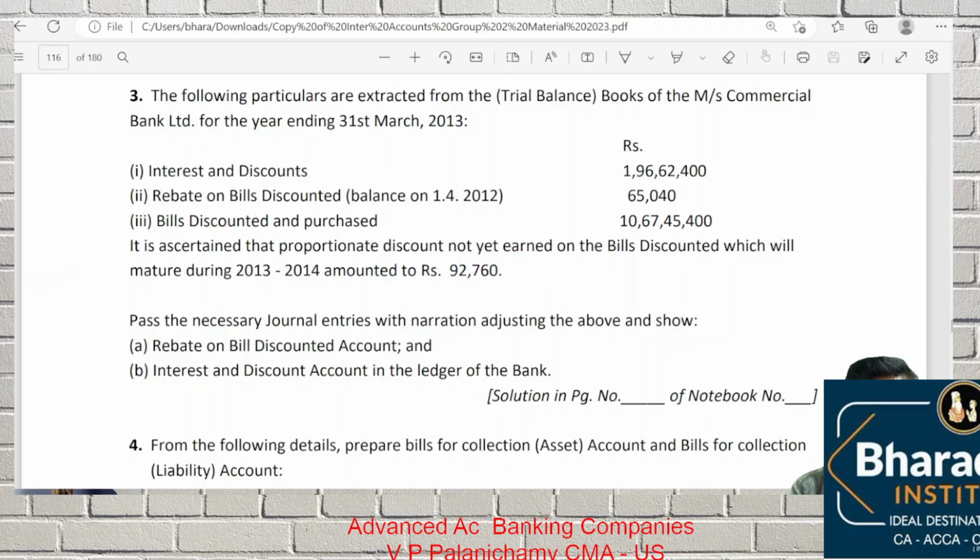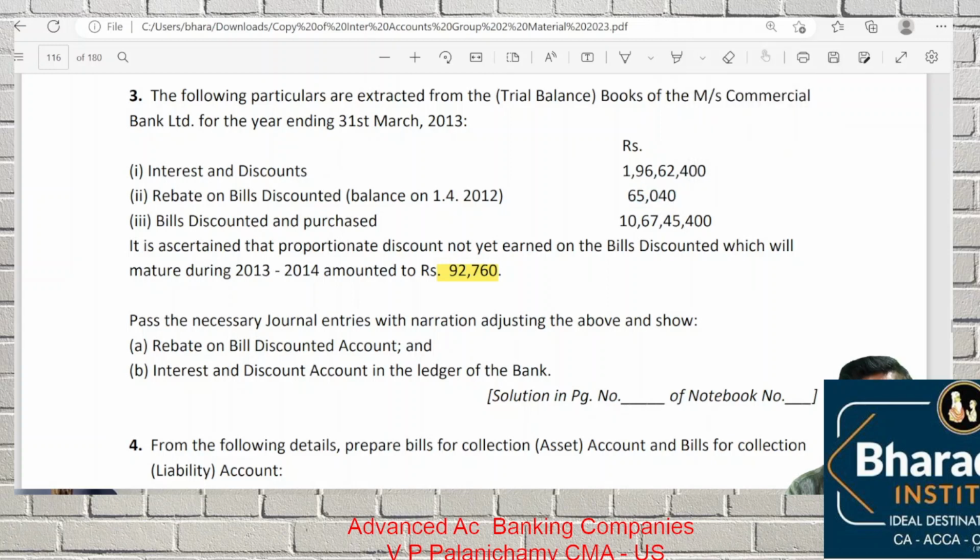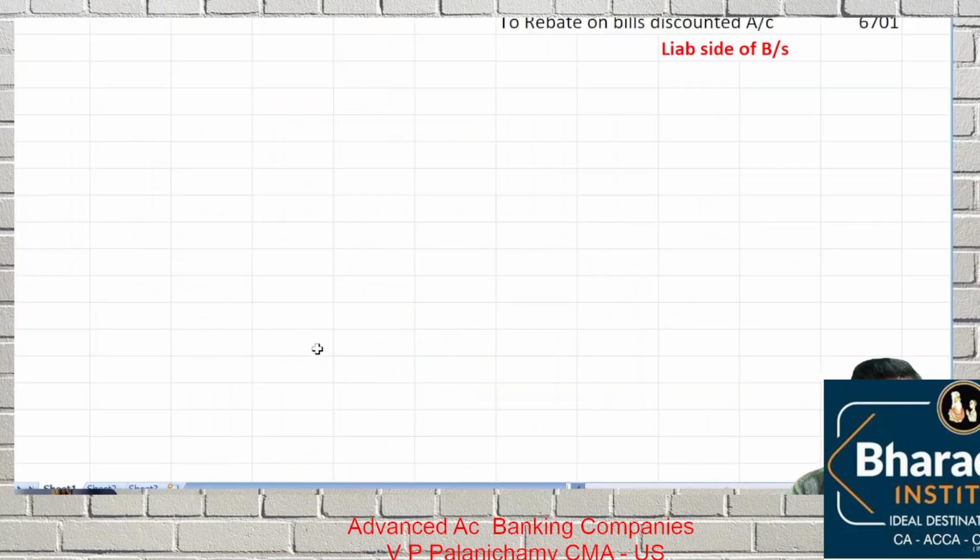92,760 is nothing but what? The closing rebate on bill discounted. Pass journal entries with the narration is asked for. So closing rebate is given, opening rebate is given. We are just asked to pass journal entry. Pause, read it, solve it, then continue.